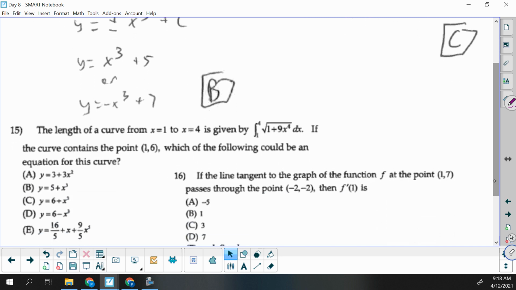The other way you can do it is you can go through the choices and do your derivative squared plus 1 and just see which of those would match up. You could also sub in the point 1, 6. That would eliminate C and D, and then you would have to do derivative squared plus 1 for the other three. So you could work backwards from the choices if you wanted.